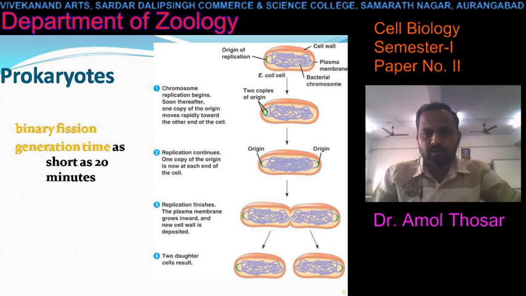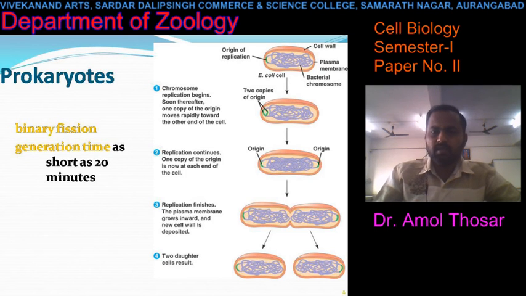Thereafter, one copy of the origin moves rapidly toward the other end of the cell. Here is the bacterial chromosome, and here the two copies of the origin, like two copies of that chromosome. Then replication continues. One copy of the origin is now at each end of the cell, and then replication finishes. The plasma membrane grows inward, and new cell wall is deposited. Lastly, two daughter cells are formed. These are the result of the cell cycle.